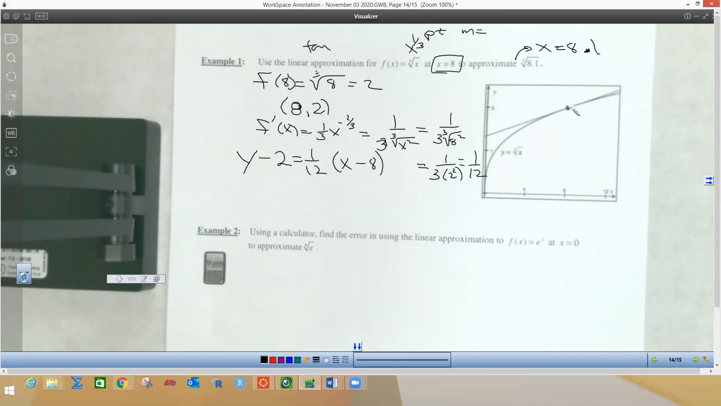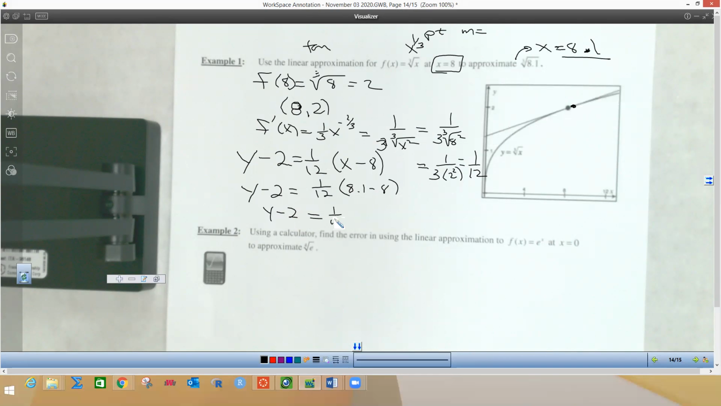So that's this line right here. And I'm approximating at 8.1 right here what the value of the graph's going to be using this. So I'm going to take this 8.1 and plug it into here to approximate the y value. So we get y equals 1/12 times 8.1 minus 8, and you can use a calculator on this if you wish.